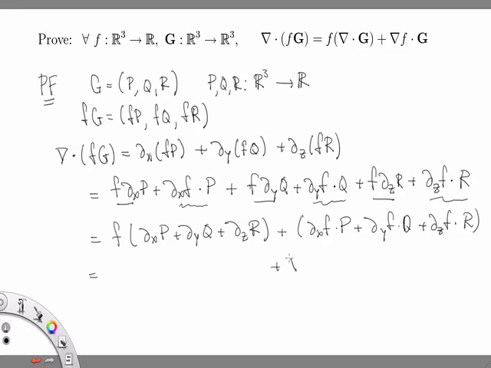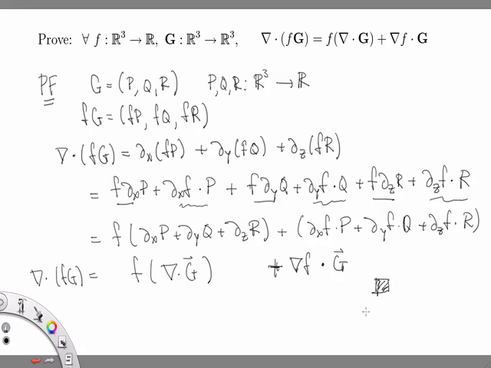So here we have essentially the gradient of f dot product with G, because the gradient of f has components fx, fy, fz, and G has components P, Q, and R. On the other hand, this is f times, and then this is of course exactly the divergence of G. And so there we have it. So we started with the divergence of f times G, and we ended up with f times the divergence of G plus the gradient of f dot G. So we've completed our proof.